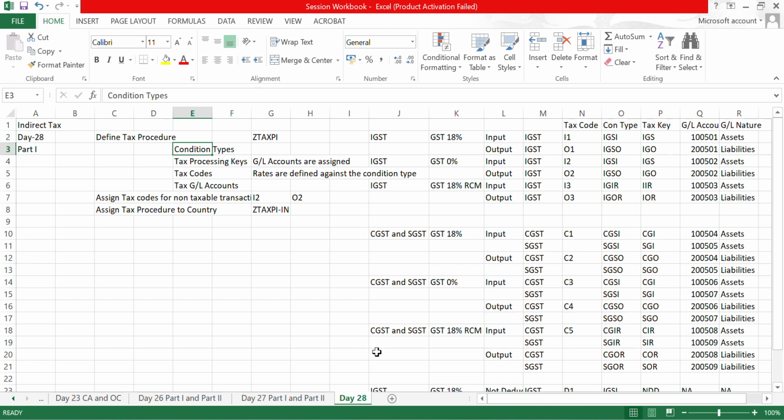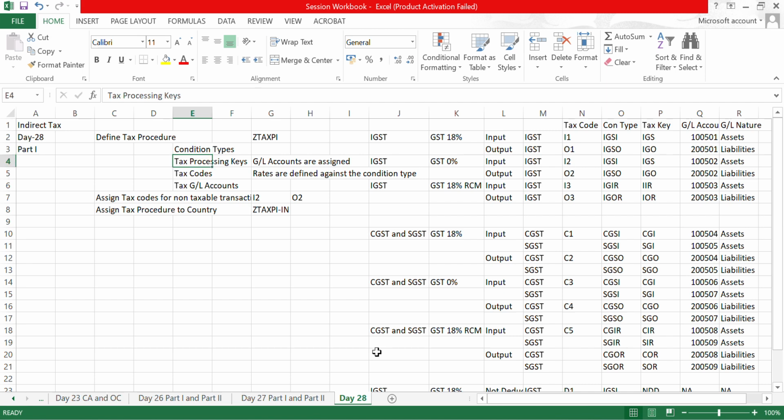Condition types. Condition types is assigned in the tax procedure, and against the condition types, when the tax codes are created, the rates are maintained. So about the condition type, you have to understand that the rates in the tax codes are maintained against the condition types, and the condition types are assigned in the tax procedure.